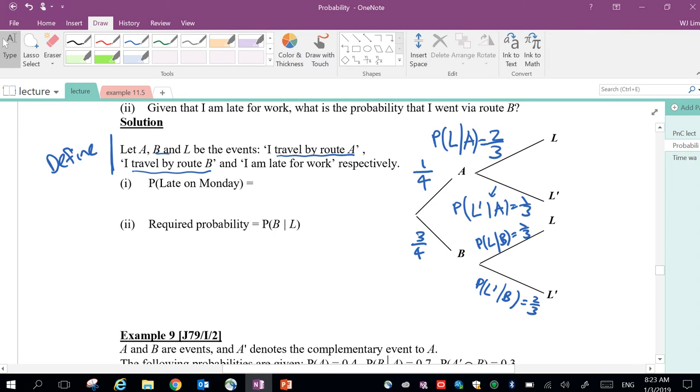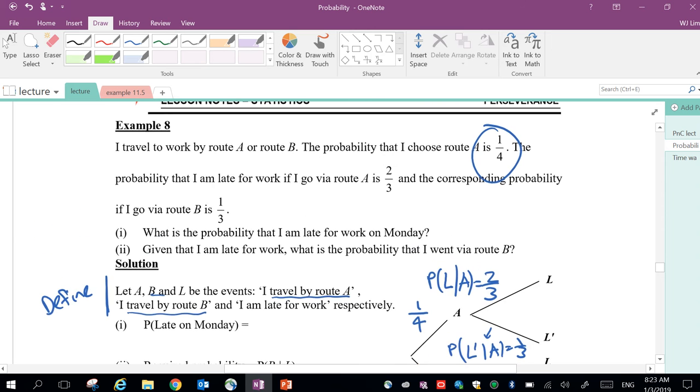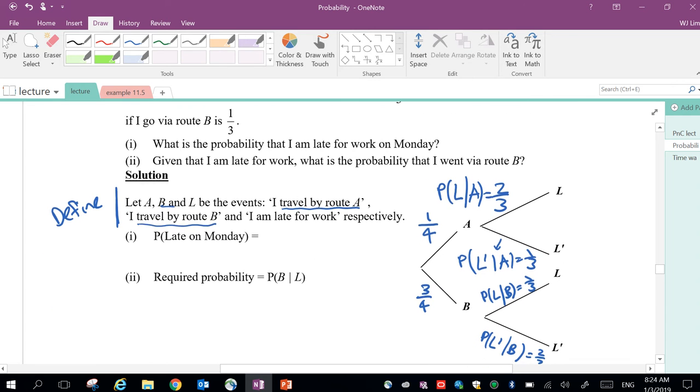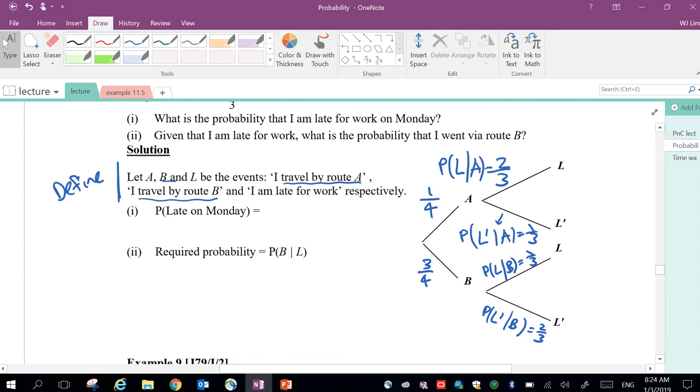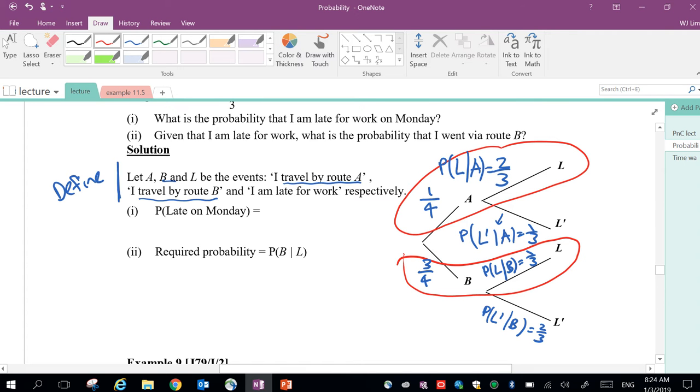So, example 8, probability that I am late for work on a Monday. If you want them to be late for work, you'll take this branch and this branch. So it will be a quarter multiplied by 2/3 plus 3/4 multiplied by 1/3. It will be 5/12. Pretty straightforward.